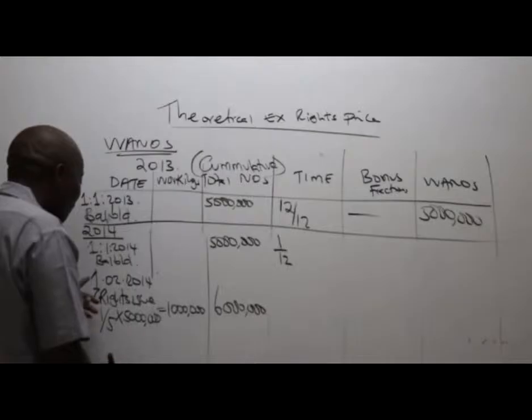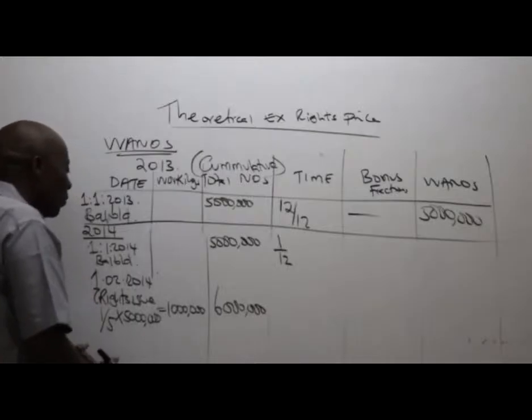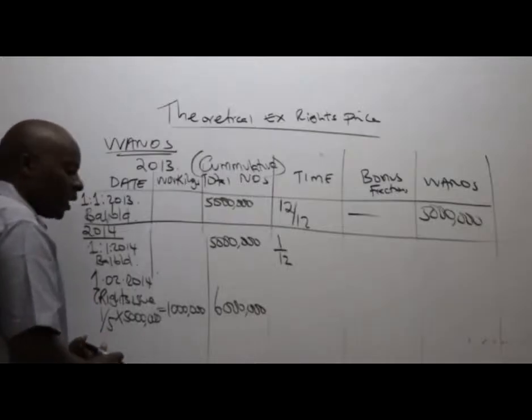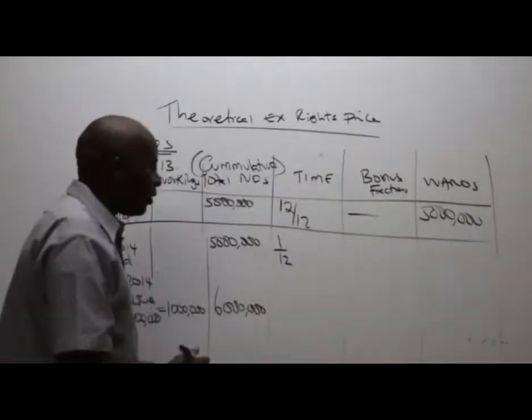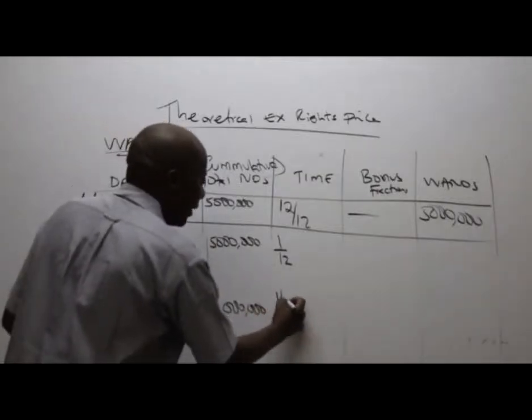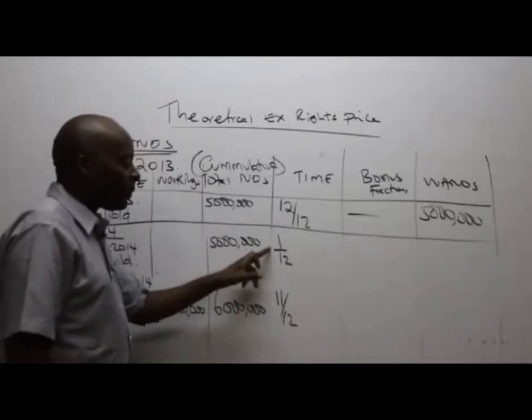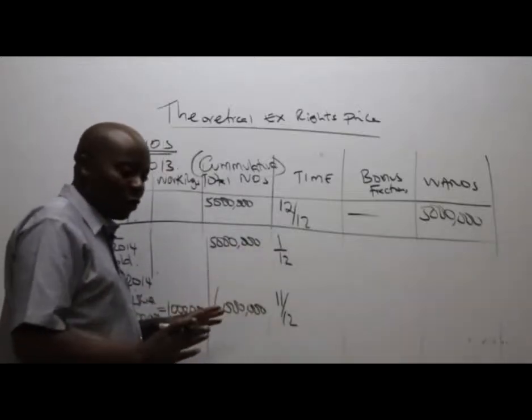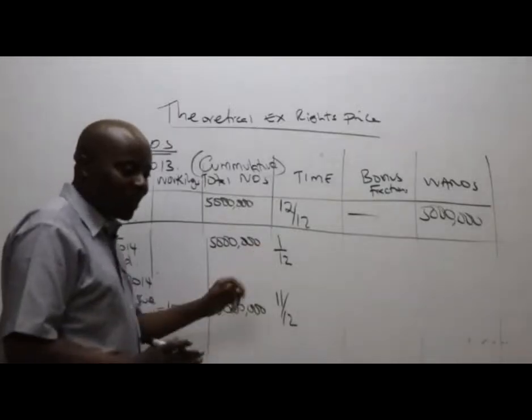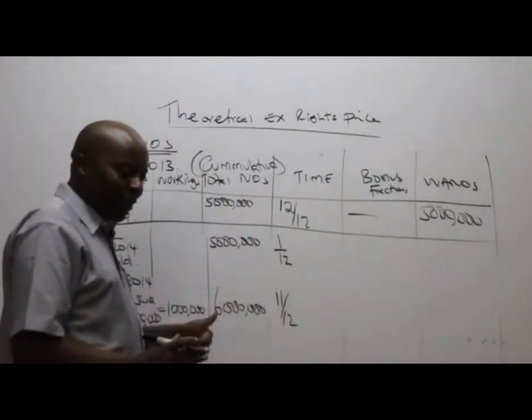Right. So from 1st of February to the end of the year, which is 31st December 2014, how many months do we have? We have 11 months. So it will be 11 months over 12 months. For those students who have been in my class, you know that this number of months must always add to 12 over 12. So kumaanisha hapa sasa niko sawa sawa.